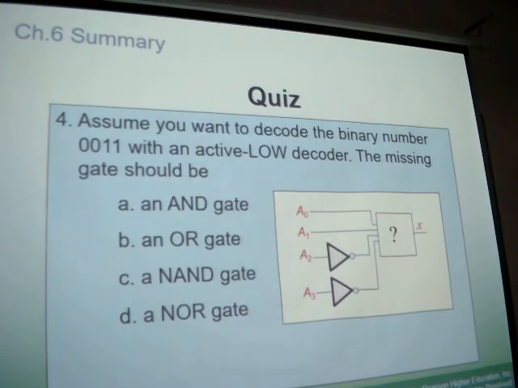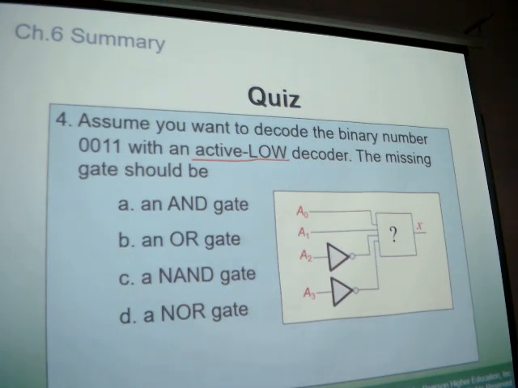Question 4. Assume you want to decode the binary number 0011 manually, with an active low decoder. Active low. The missing gate should be a NAND gate. NAND gate.